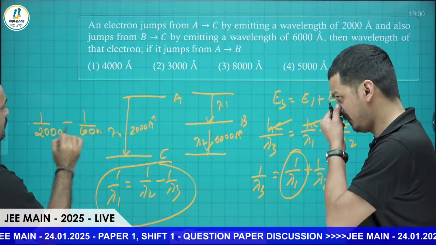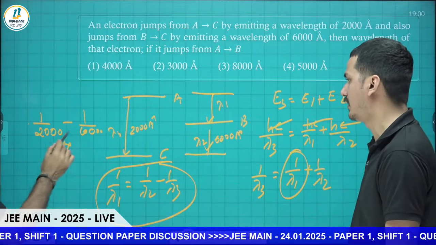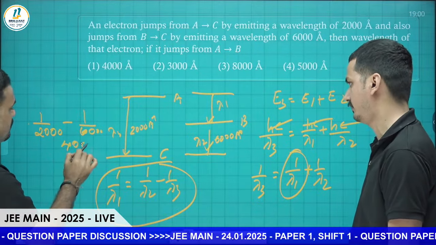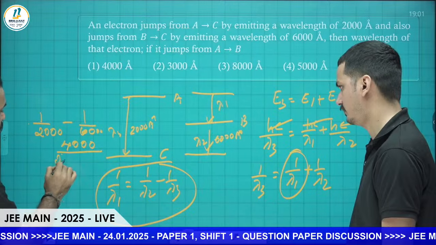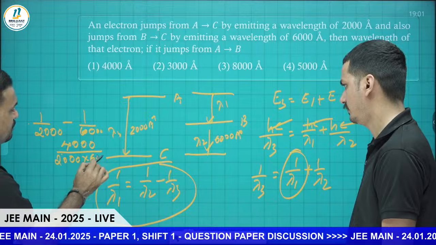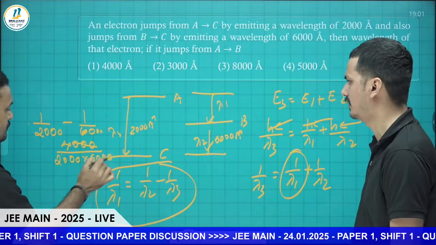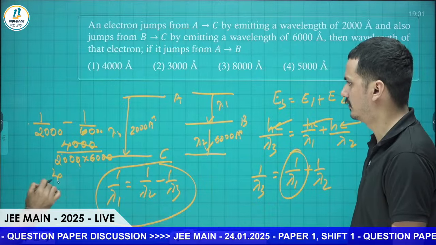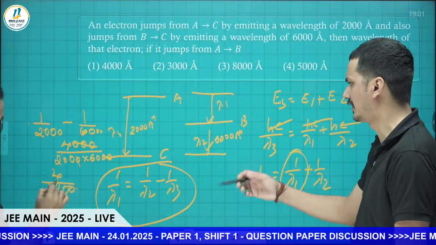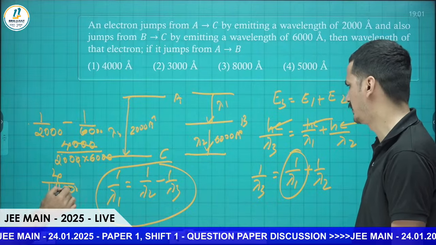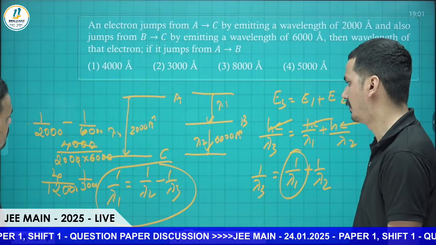So it will be 4000 divided by 2000 into 6000. We can cancel the zeros easily, 3 zeros we can cancel. So it will be 4 divided by 2 into 6, and that also gets cancelled. 2 by 6 is 1 by 3, so it will be 1 by 3000.